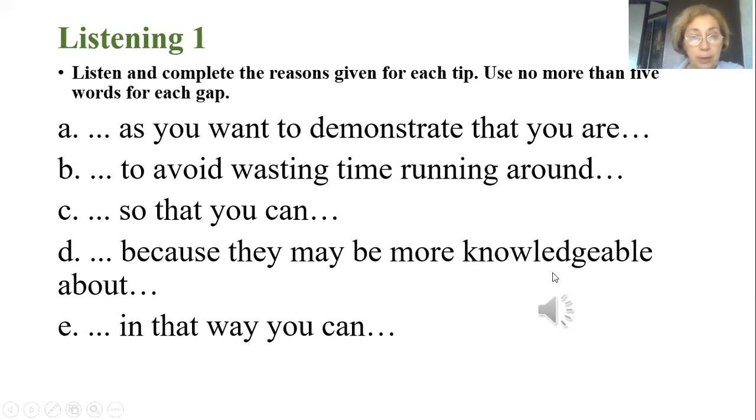And now let's listen for the second time just to understand all the details. Unit 3. Listening 1.